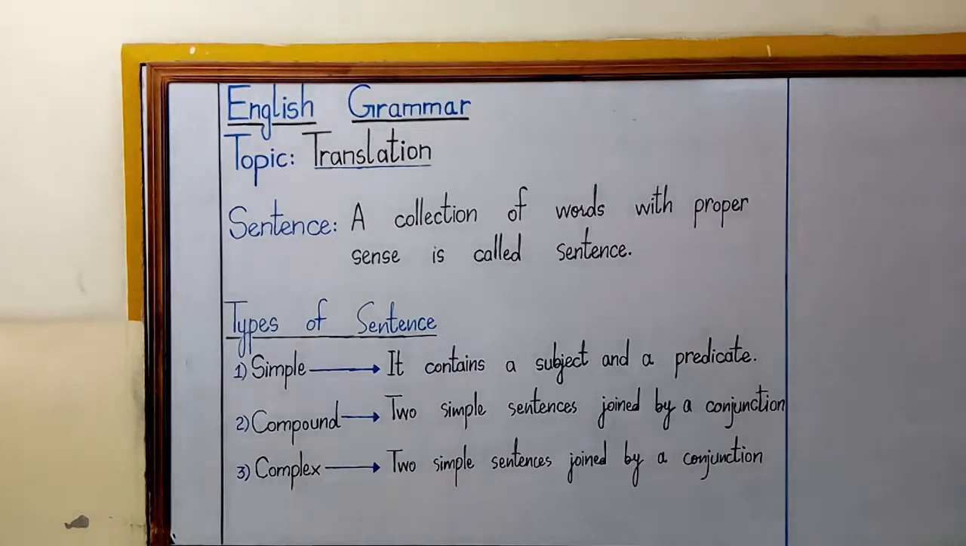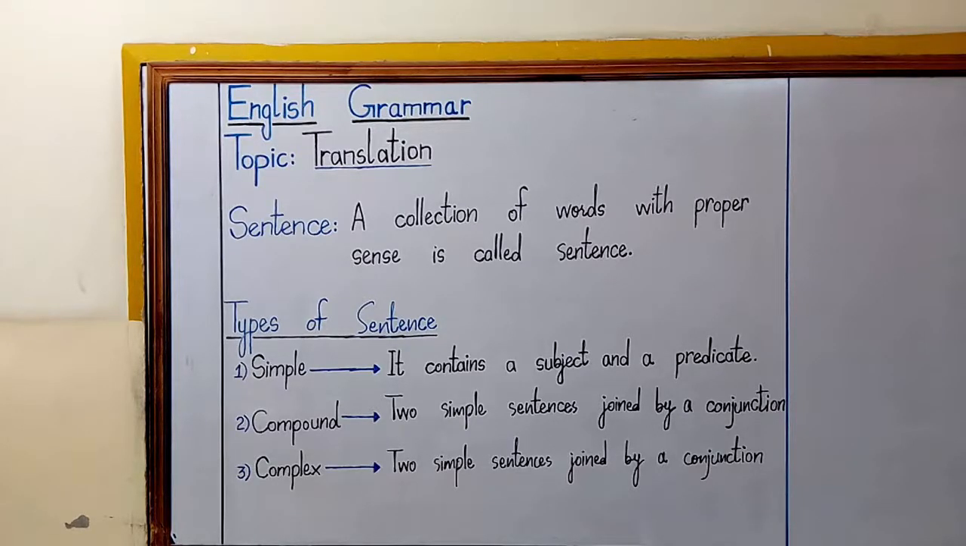But before I explain translation or tell you how to translate a sentence from Urdu to English, I would like to give you a review of sentence. A sentence is a collection of words with proper sense. You have already studied sentences, types of sentences and kinds of sentences in earlier classes. Today I will first give you a review of this, so that when you are translating a sentence from Urdu to English, you are well aware of what a sentence is and how to translate it.